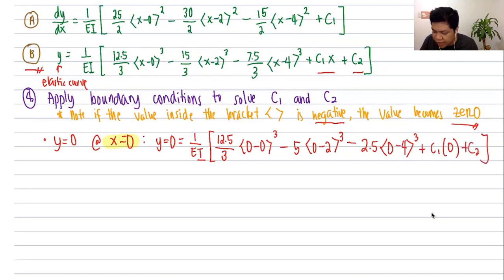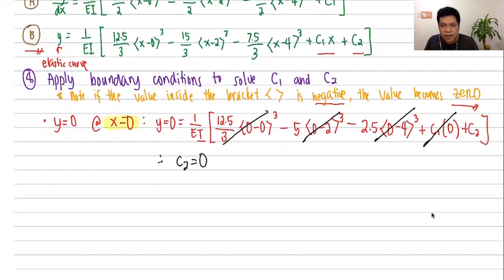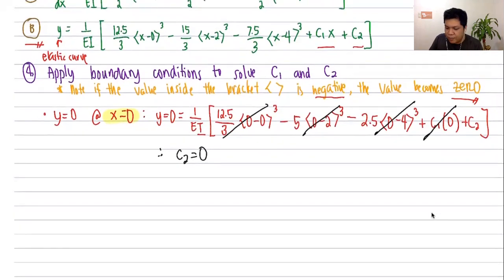So let's now try to look at the entire equation. That's 0. 0 minus 2, negative, so that's 0. 0 minus 4, that's negative, so that's 0. C1 times 0, that's 0. Therefore, C2 is actually equal to 0. Okay? Next, let's look at the next boundary condition.